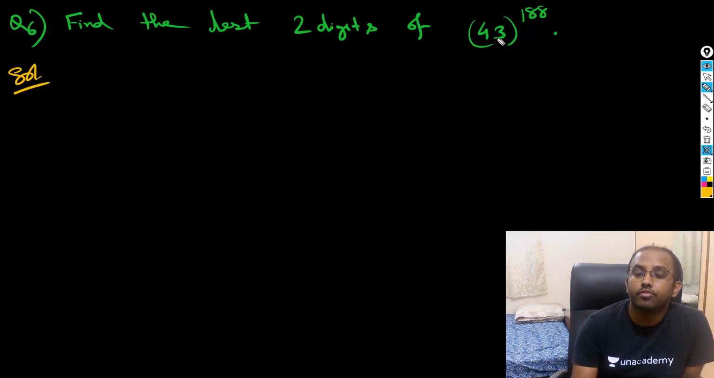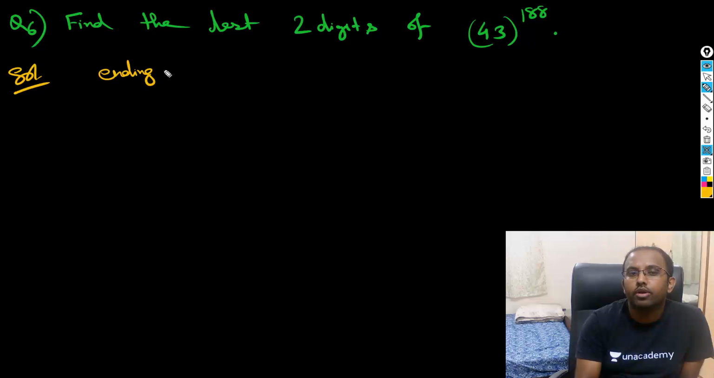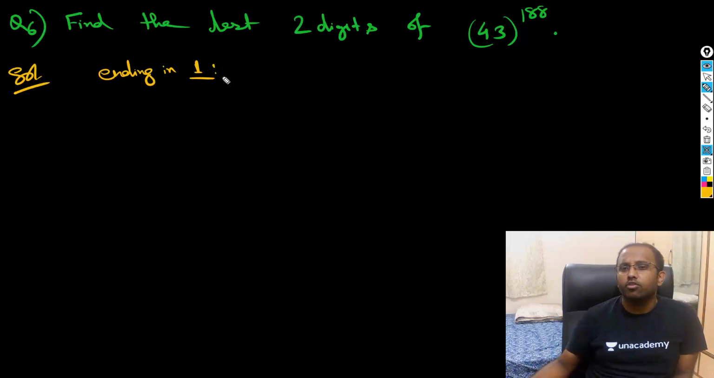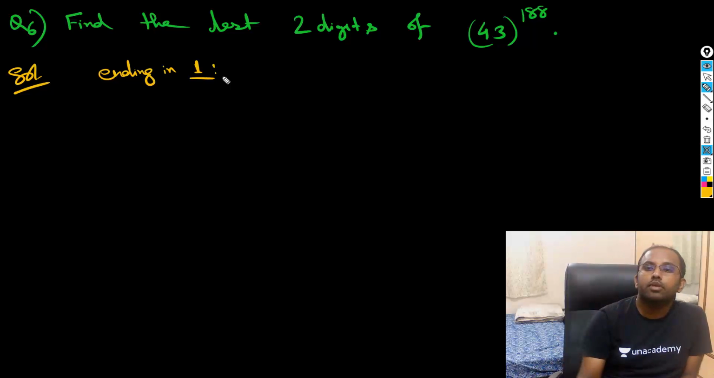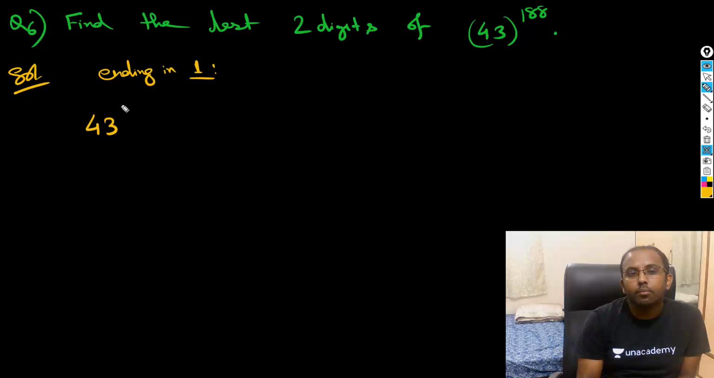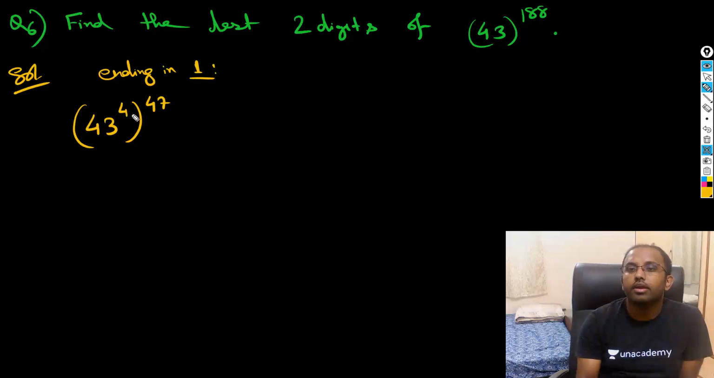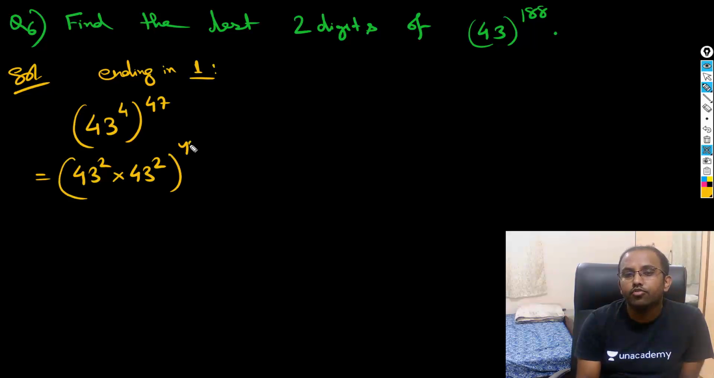Now once you look at this 43, guys, basically what my funda is, I want to convert all this in the form of what? Ending in 1, because we have a shortcut of last 2 digits for numbers ending in 1. Okay, so I'll tell you what's the shortcut, and you must be knowing it also. So just try to convert this in power 4. So 43 power 4, this should be equal to, this should be 47 here, right? Now basically if I want to convert in the form of 43 raised to 4, this becomes 43 square into 43 square I can write, and this is 47 here.